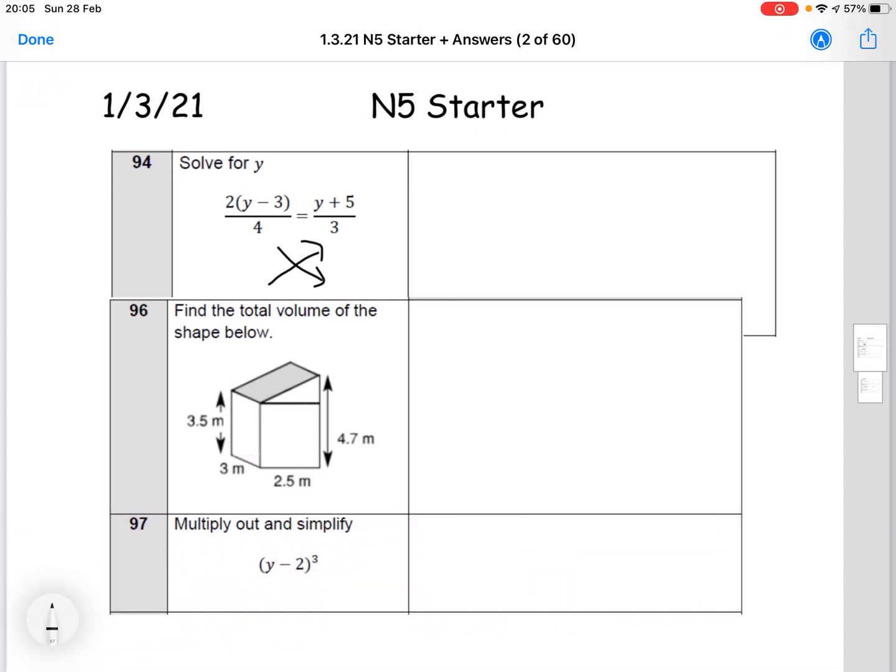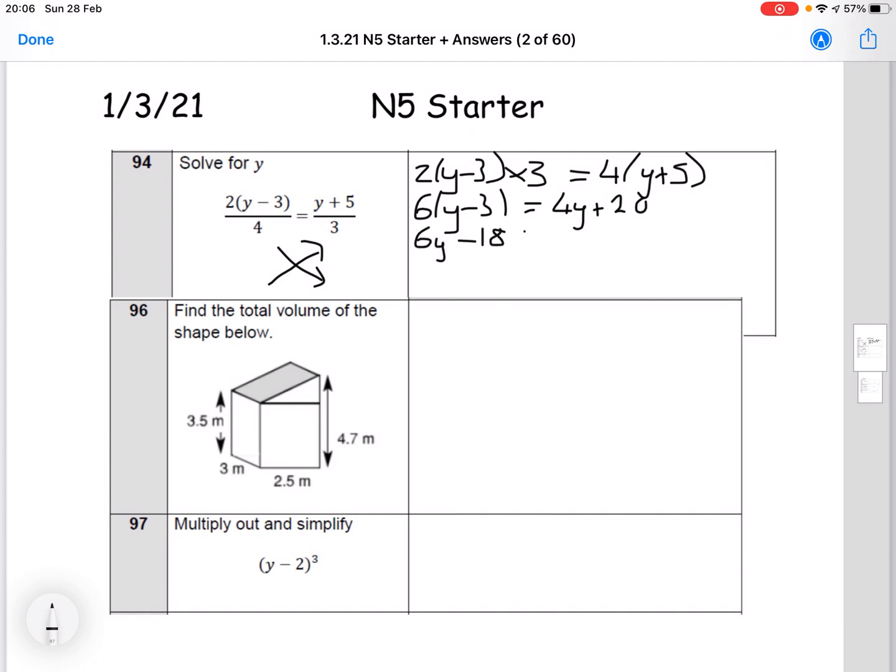Okay, so if we start with the top left, we would have 2 bracket y minus 3 times the 3, and then on the other side, the bottom left times the top right, we've got 4 times the y plus 5. Okay, now we need to work our way through and remove these brackets. So the first thing that we would do on the left is we've got the 2 on the outside of the bracket times the 3, so that becomes 6 bracket y minus 3, and then on the right we can take that bracket away, so 4y plus 20. We'll then take this first bracket away, so 6y minus 18 equals 4y plus 20.